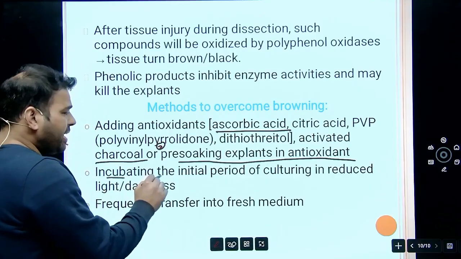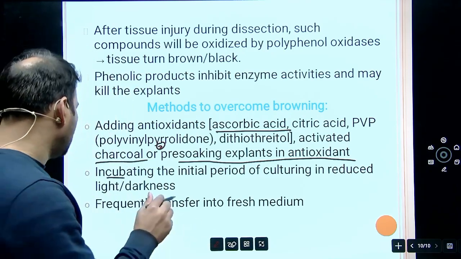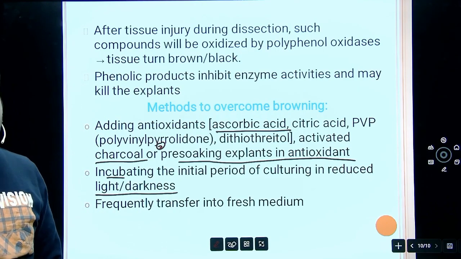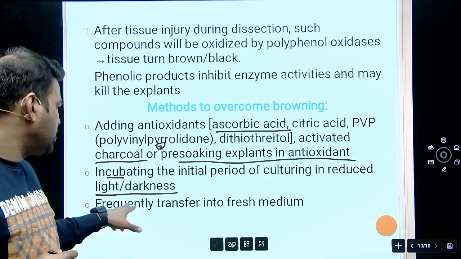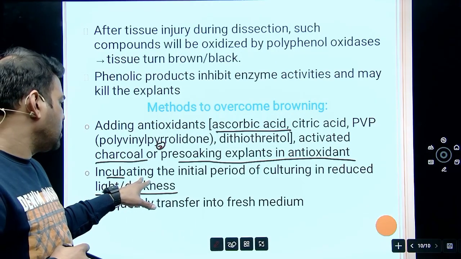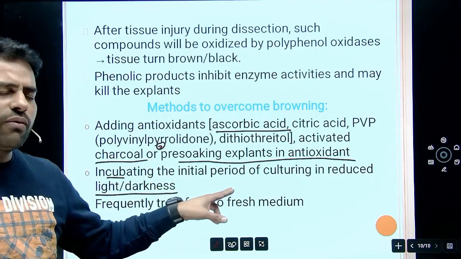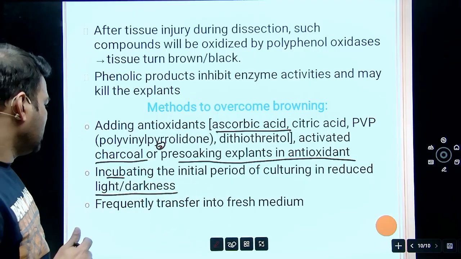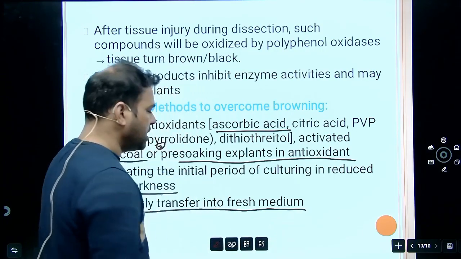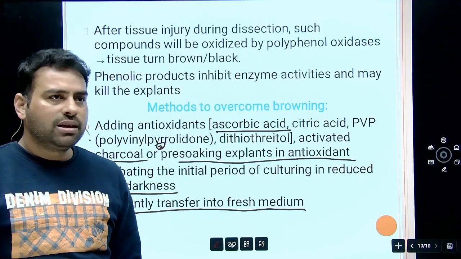The third method is incubating the initial period of the culture in low light, reduced light, or darkness. So for the initial culture we can use low light to avoid the browning of the media. Another method is frequent transfer into fresh medium.